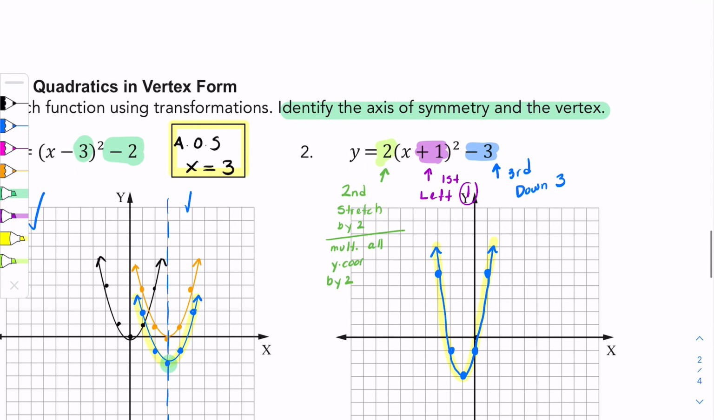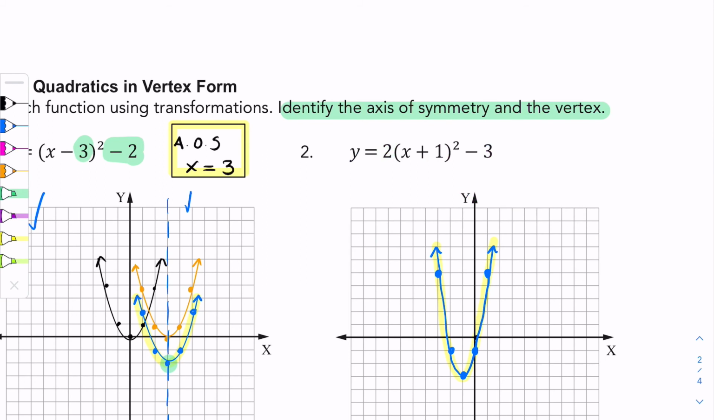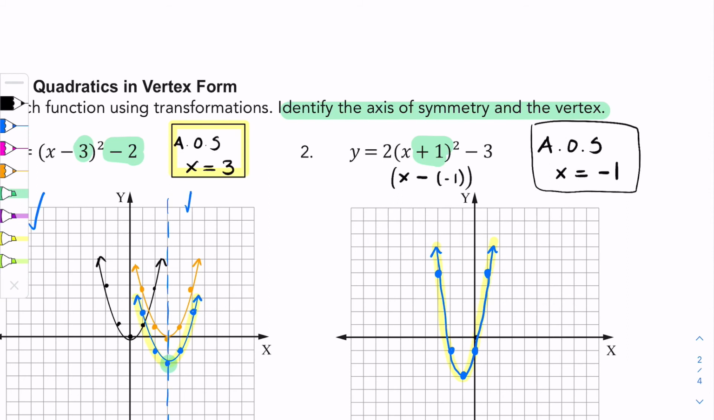I need to check for my axis of symmetry and my vertex. The axis of symmetry is always your h value, so x equals the h value. In this case, h is equal to negative 1, because it's positive 1 and the vertex form is x minus h, so this is technically x minus negative 1. Therefore, our axis of symmetry is at negative 1. We can check that on the graph. Negative 1 is right here. That is correct.